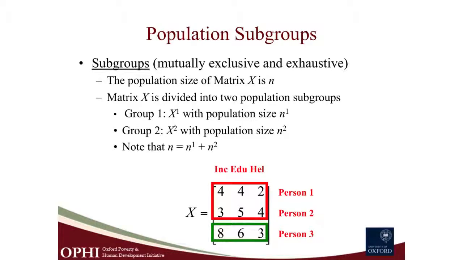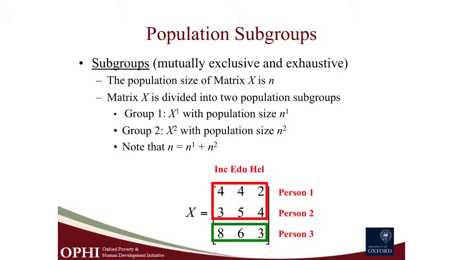And of course, by matrix X, we have denoted the achievements of n people in d dimensions. We just consider two subgroups for simplicity. It can be done with any number of subgroups, but for two subgroups, we denote the achievement matrix of group 1 by x1 and that of group 2 by x2, with population sizes n1 and n2. And note that, of course, n is equal to n1 plus n2.